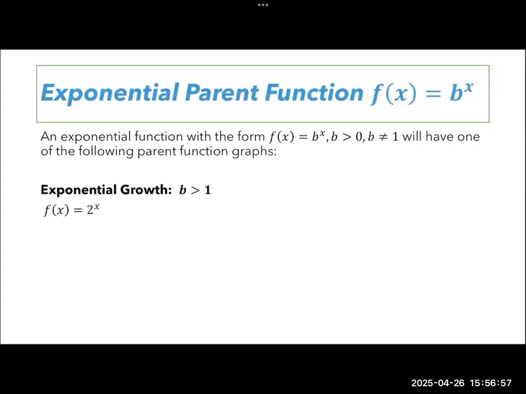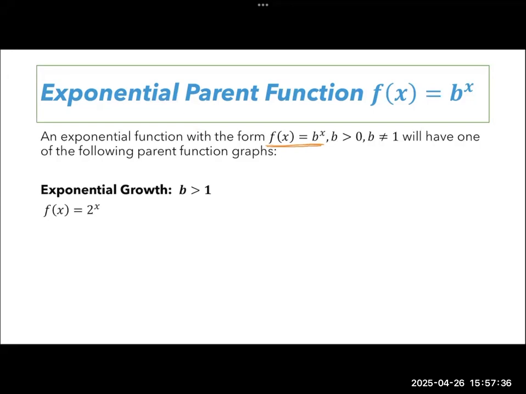So if we are talking about graphing of functions, we're going to start by talking about the parent functions, which means we're talking about the simplest form of that type of function or that family of functions. So in the exponential family, the simplest form of the exponential is f of x equals some base to the x power. We need that base b to be something that is positive, and it cannot equal 1.